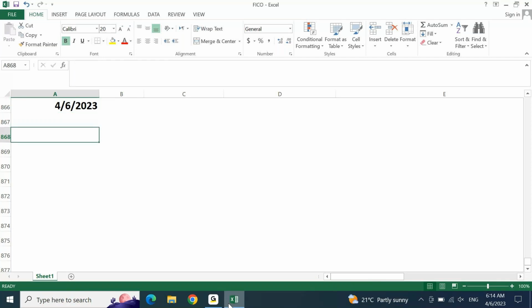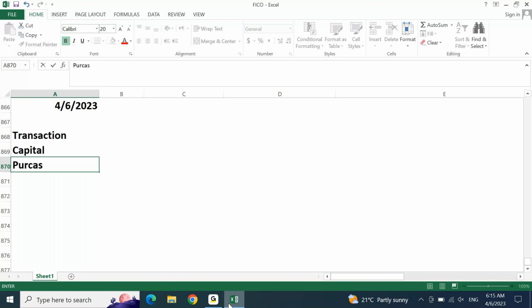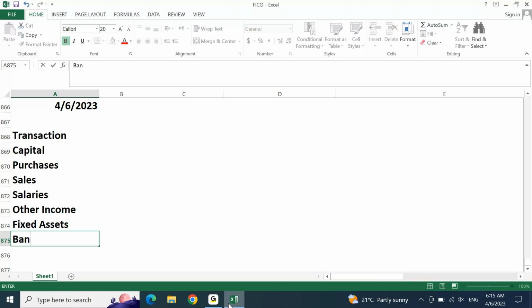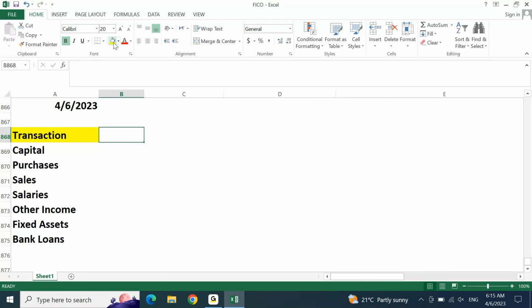Let me write transactions. I'll say capital, purchases, sales, salaries, other income, fixed assets, bank loans. Let's say this is my transaction. Based on the transaction, we have to decide what is your transaction currency and what is your transaction amount.